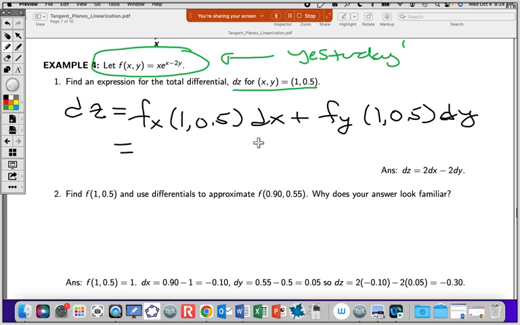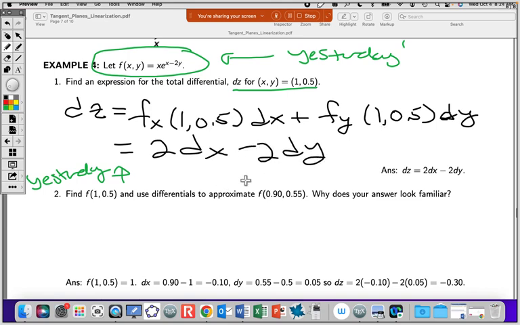And these are values that we looked at yesterday. So we got these yesterday. We took derivatives, we showed they were continuous, we proved f was differentiable, and then we plugged these values in. We got 2 for the fx, and we got a negative 2 for the fy. So that's our dz.